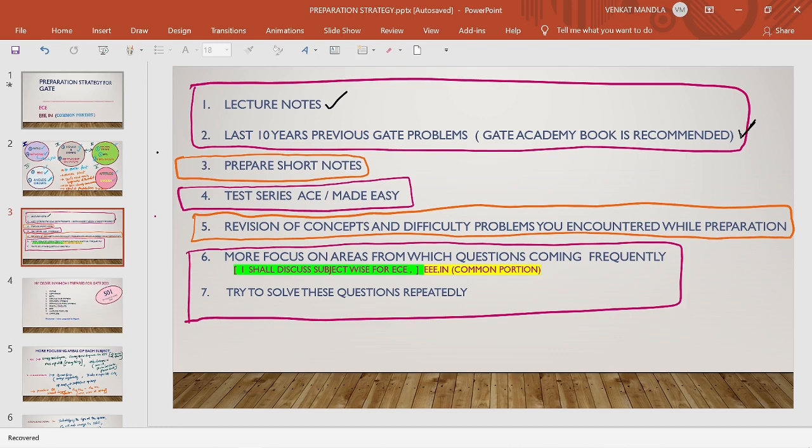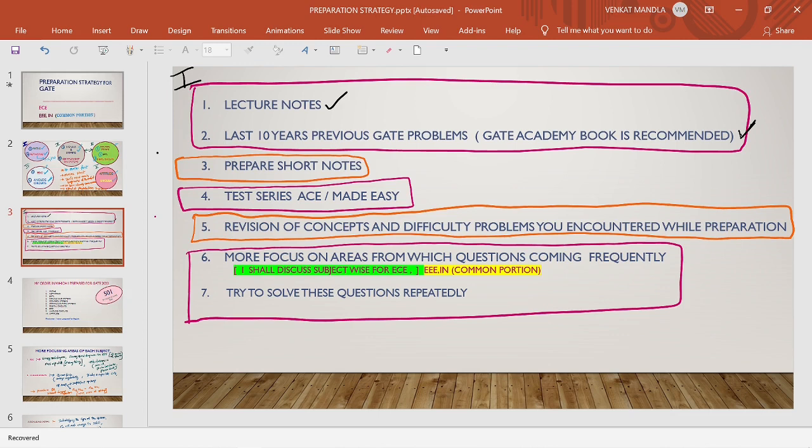This is the first phase. This looks simple, and it is not that simple. This is the most time consuming part of your preparation strategy, because you are preparing for the first time, so this takes so much time. Once you complete this, the things become very easy.